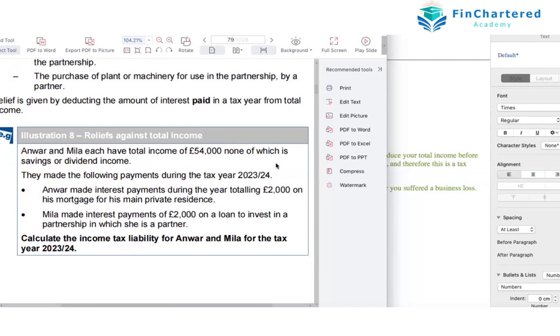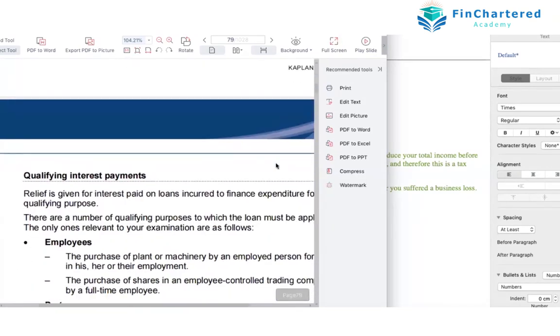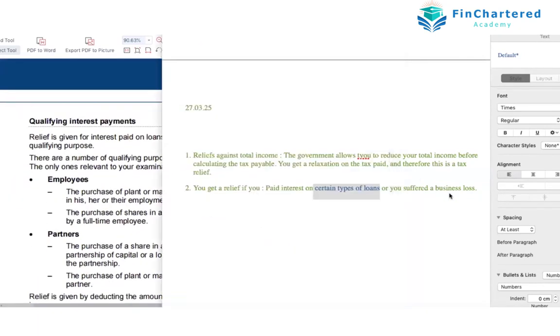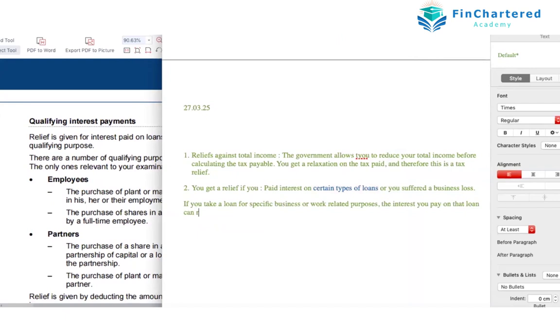So the ones who are out of Chennai, again, make sure that you are clear and comfortable, right? So going back to qualifying interest payments, we need to know that for specific types of loans, you will get this relief. If you take a loan for specific business or work related purposes, the interest you pay on that loan can reduce your total income. Basically, you get a relief.